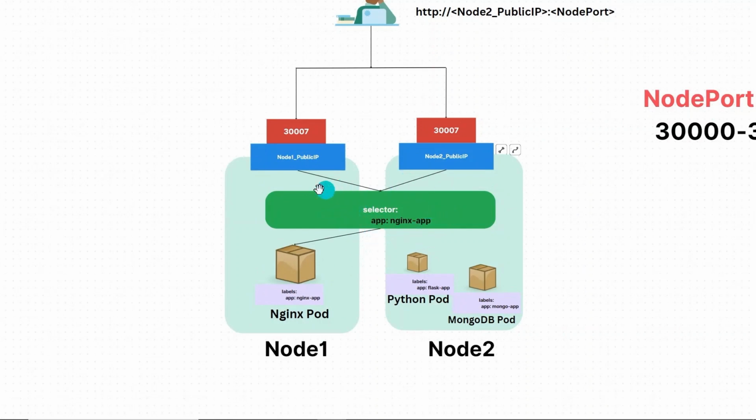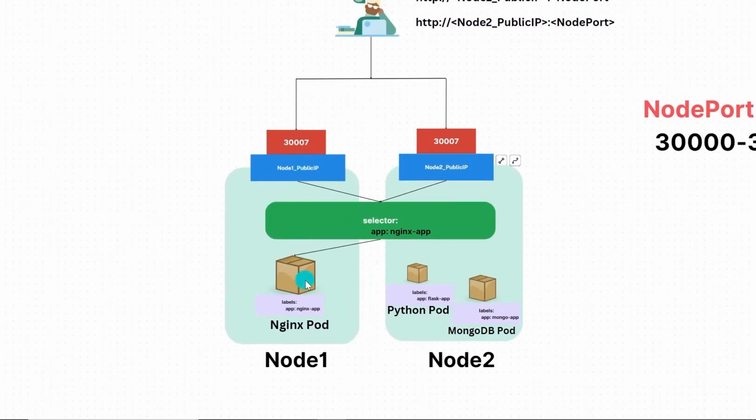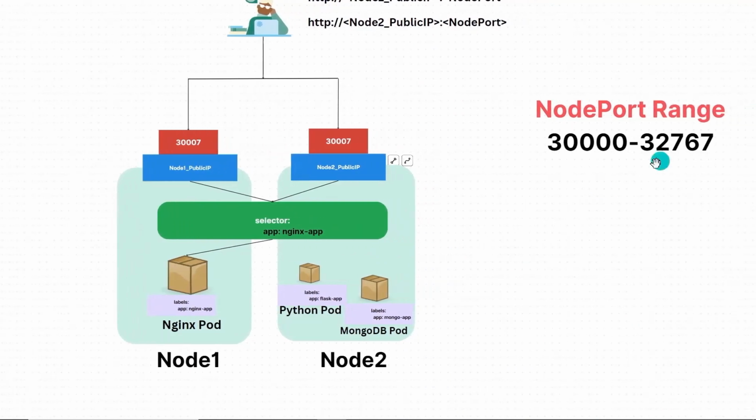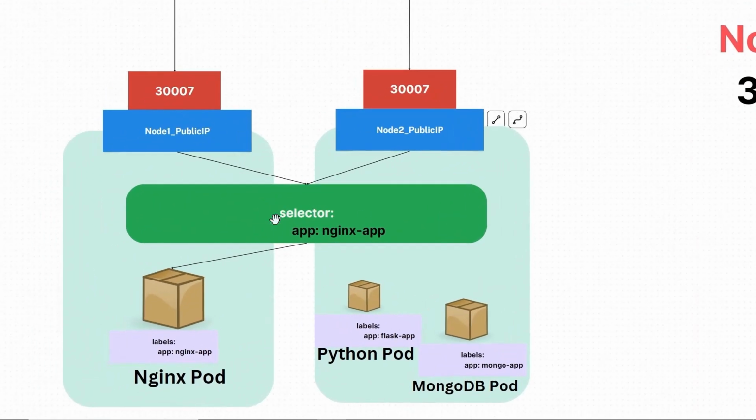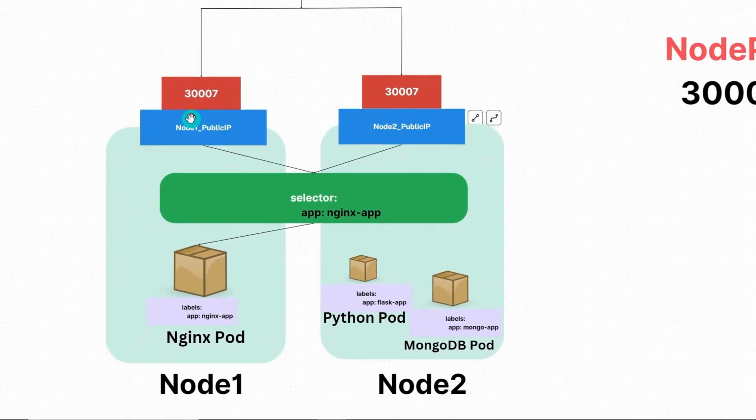And apart from that, there will be a port exposed on both the nodes. If you don't specify any nodePort while creating your NodePort service in your manifest file, then by default a port will be selected from this range, that is 30000 to 32767. So a port will be automatically assigned on each of these nodes. Let's say when you create your NodePort service, port 30007 is automatically opened or exposed on both these nodes.